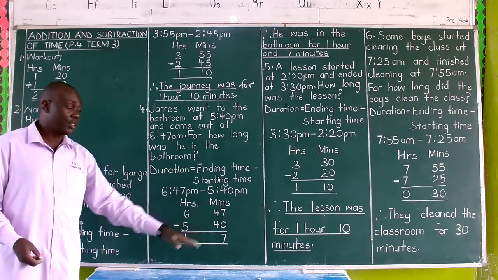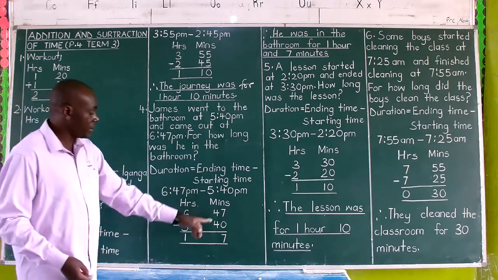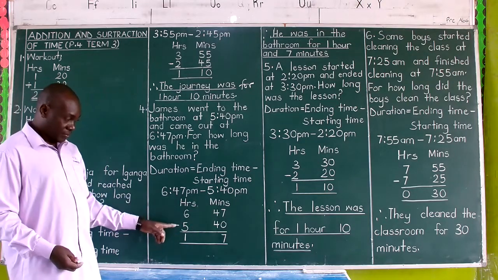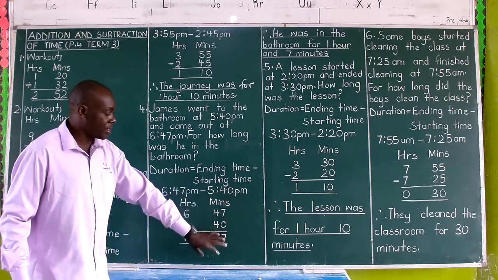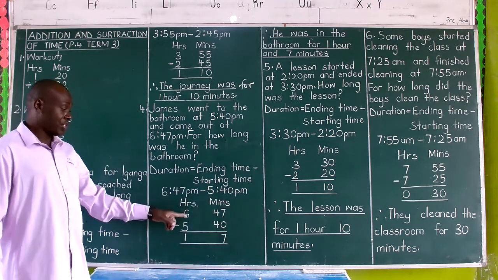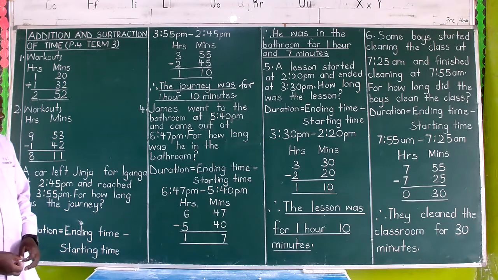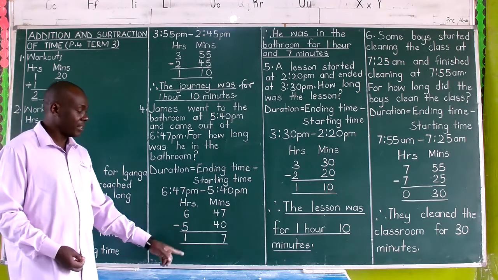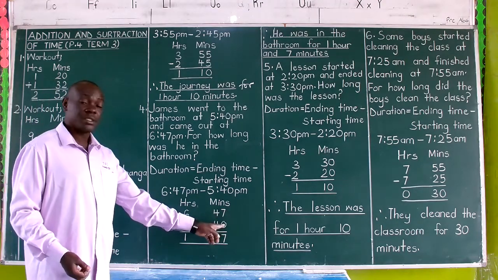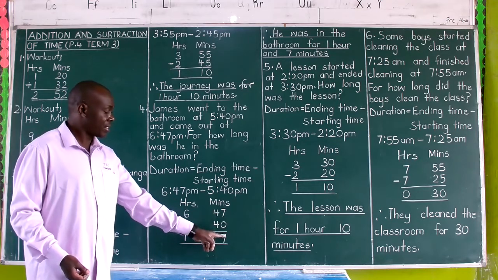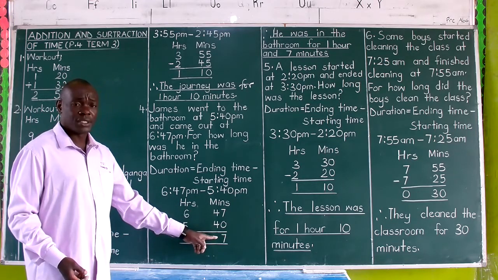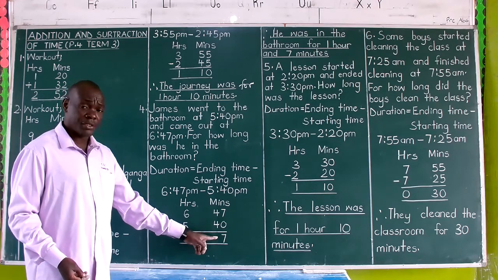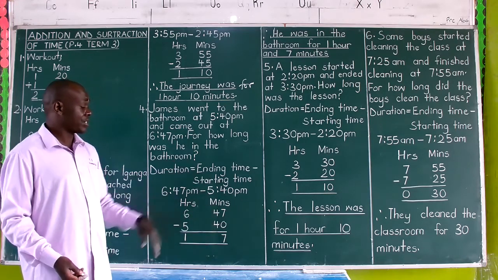Separate hours and minutes. That's 6 hours and 47 minutes minus 5 hours and 40 minutes. Subtract 47 minus 40, you get 7 minutes. Or you can say 7 minus 0 is a 7. 4 minus 4 is a 0. But 0, 7 is not a good kind of idea, right? So that's why we leave them at 7 minutes.